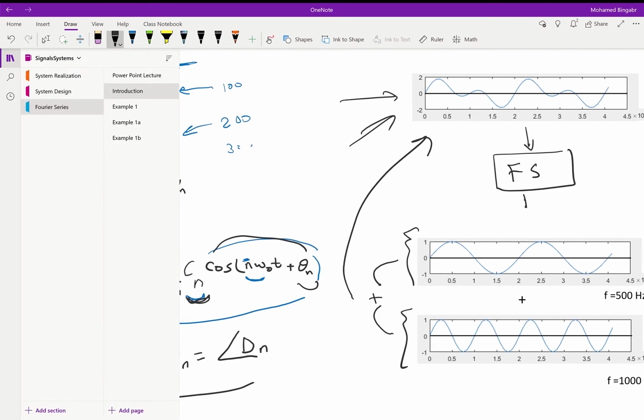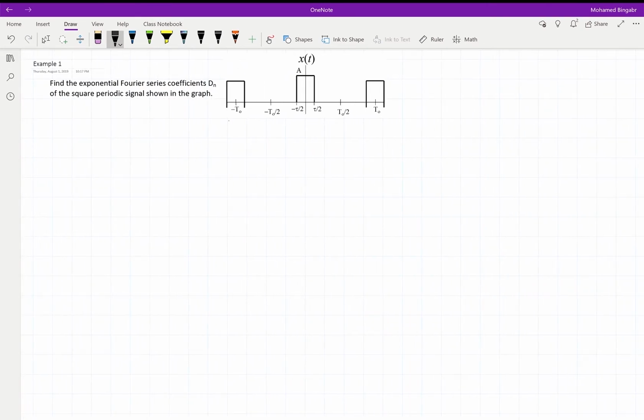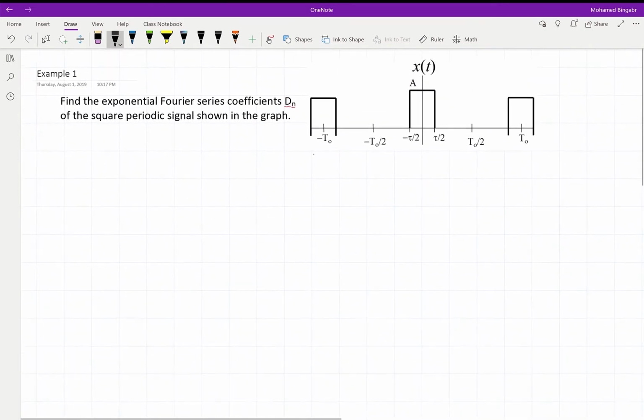Let's take an example. This example is used in pulse communication. What they do is the pulse width here, tau, for example, could be, let me expand it a little bit so you can see it.